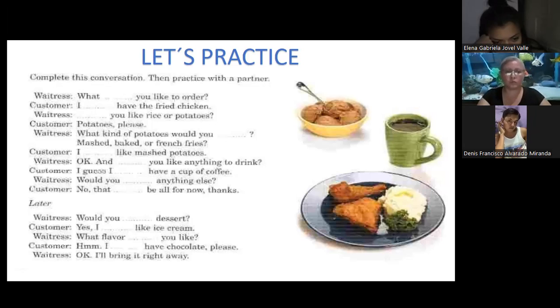Okay. I bring it right now, right away. En este caso, right away. Right away es como decir inmediatamente, es decir, en este preciso momento. In this precise moment. Eso es el significado de right away. Entonces, hemos podido completar esa estructura de esta conversation. ¿Preguntas? Questions?